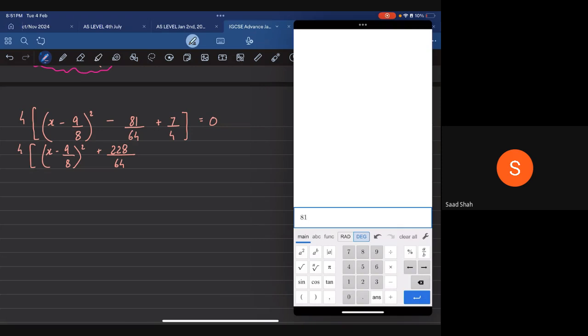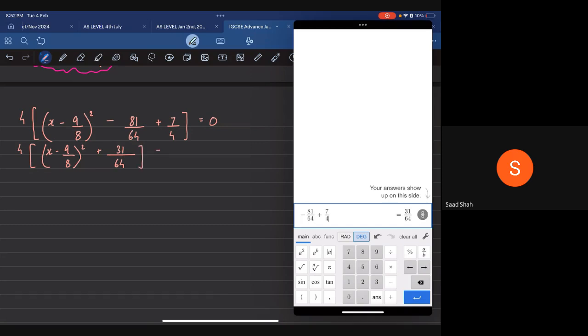Wait, I'm having issues believing you now. 81 over 64 with a minus sign. You add that up to 7 over 4, below 31. What's up with this? I don't think I'm wrong. So it's going to be like this.